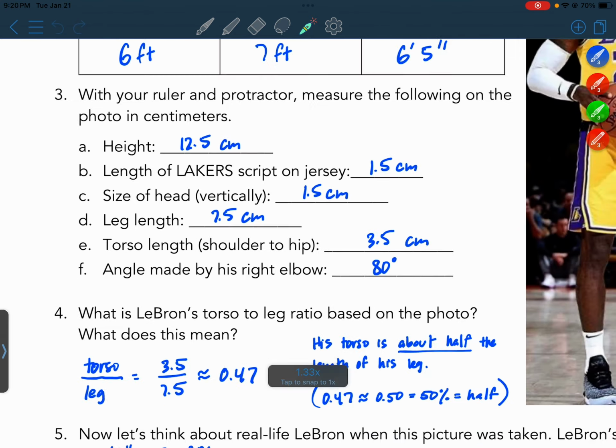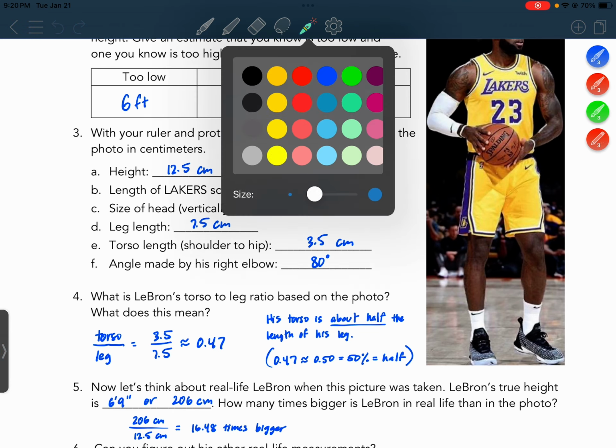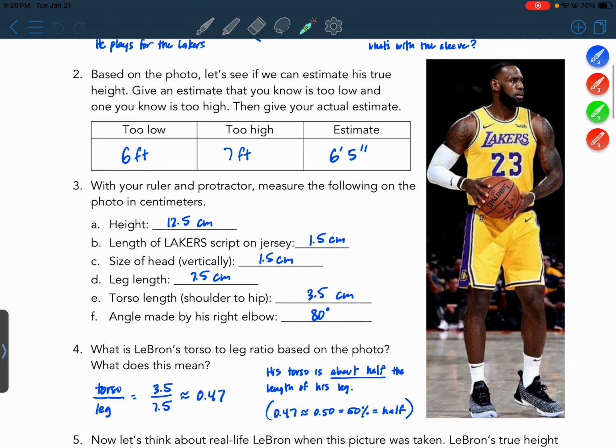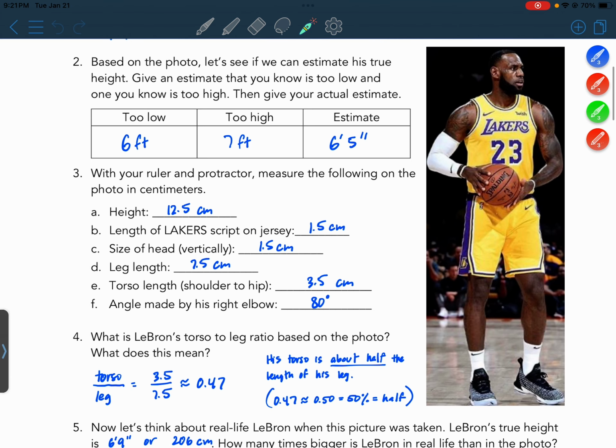The length of the word Lakers on his jersey, so we're talking about this right here, should measure in at around 1.5 centimeters. His head, how tall his head is there, is also about 1.5 centimeters. So those two measurements should be about the same. His leg length would be 7.5, so I think that's that distance right there. His torso, this distance right here, comes in at about 3.5 centimeters.